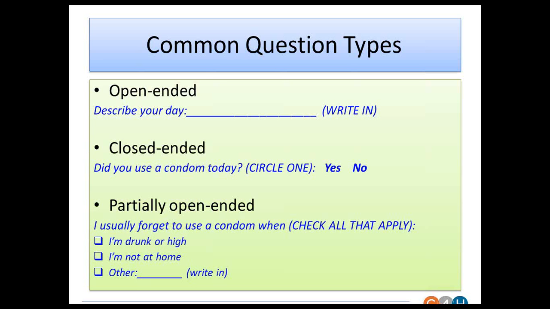Oftentimes in pre and post tests, we know exactly what we're looking for, so giving a limited set of answer options makes more sense. Sometimes we'll also see a combination of the two, where there'll be answer choices listed that can be checked off, but the last choice will say other, and then there'll be a place to write in what that other may be right next to it.